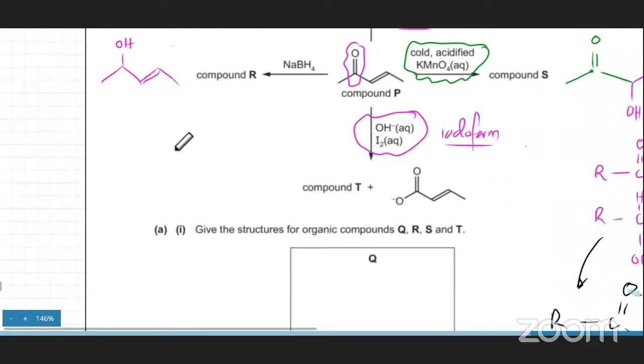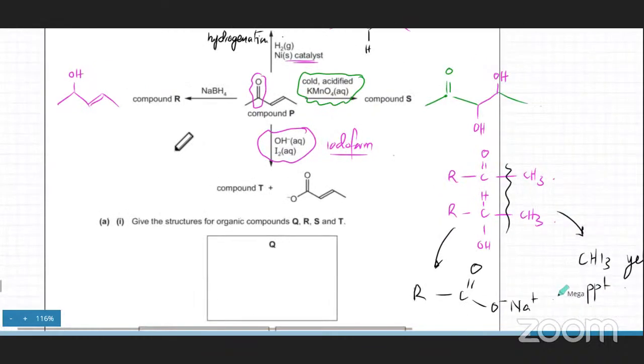Can we apply the iodoform test in the first place? So if we draw the molecule, it's CH3, then there is C double bond O, and then there is another CH, then a double bond, then another CH, then a CH3. So that's the molecule. And does it have this structure? It certainly has this structure. It's a CH3 next to a C double bond O.